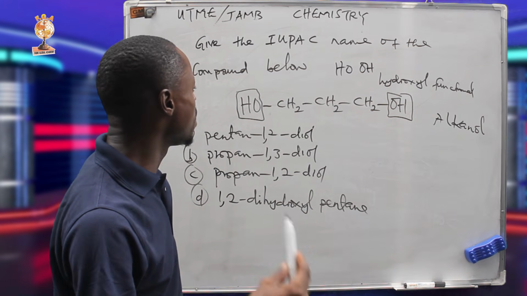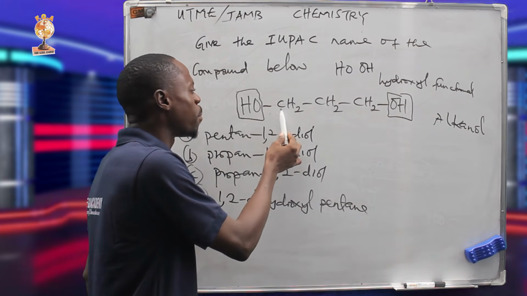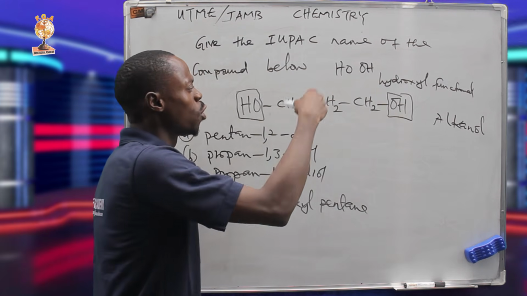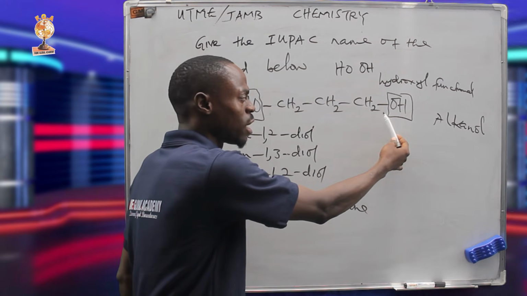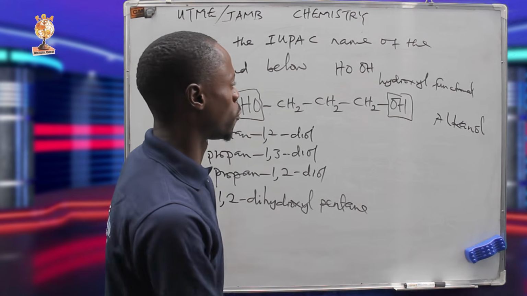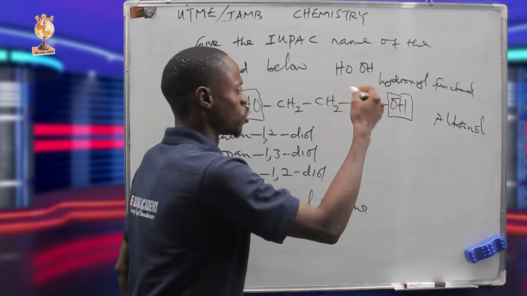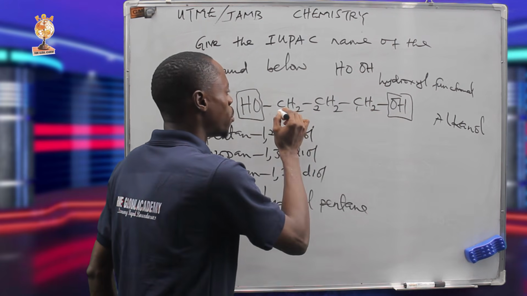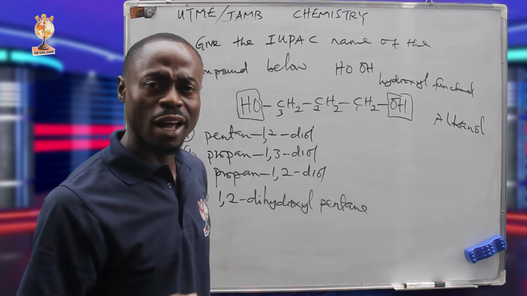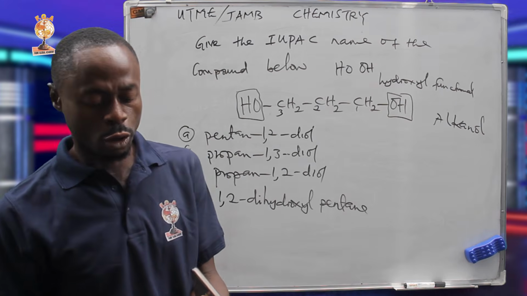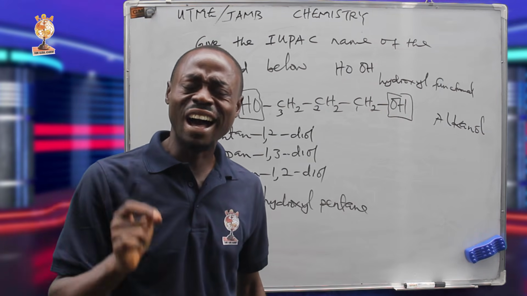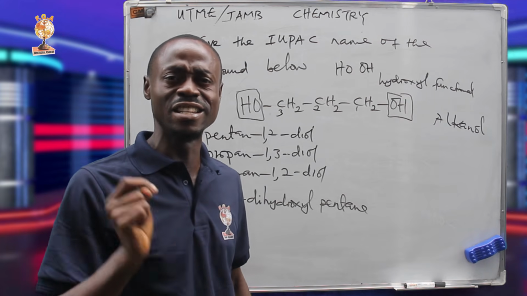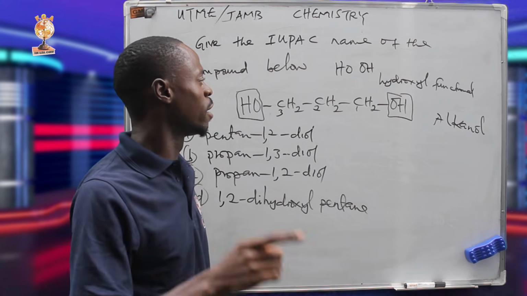The reason being that the first carbon from this end is bearing a functional group OH, while the first carbon, if you want to take it from this end, is equally bearing a functional group OH. So I can decide to start numbering from this end. What's the essence of numbering? We are numbering these carbon atoms to locate the longest carbon-containing chain, which will bear the parent name of this organic compound.